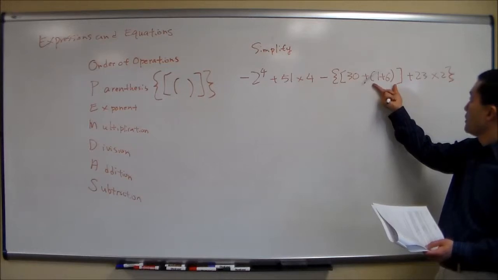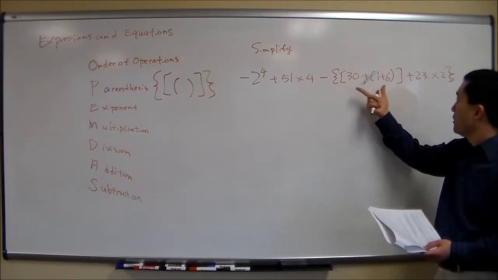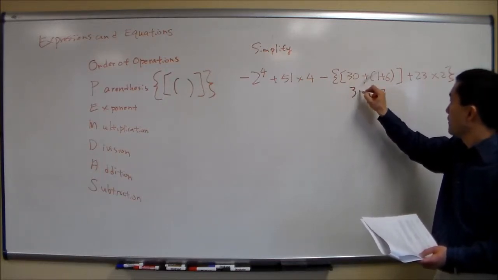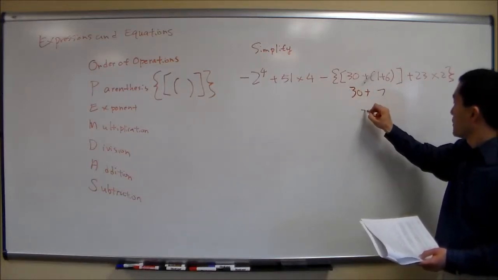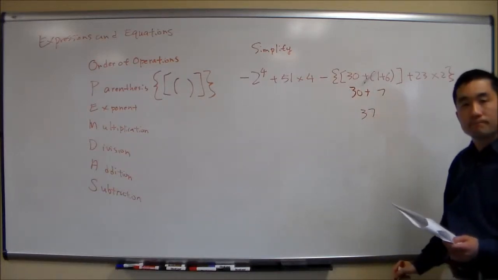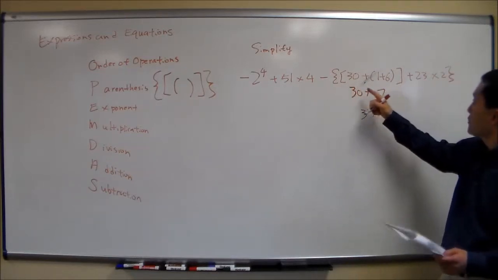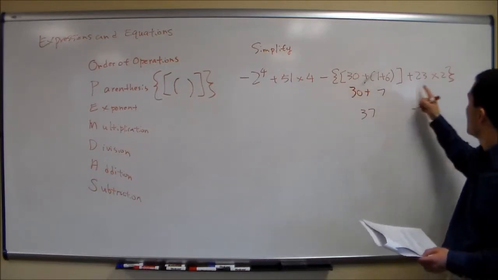So now with the parentheses, I'm going to go out to the brackets, so they're here. What's in between the brackets? Well, there's 30 plus. So within the brackets, they become 37. Now I'm done with the brackets. I'm going to go out to the curly brackets, where they're here.